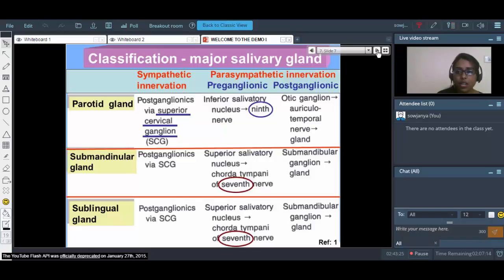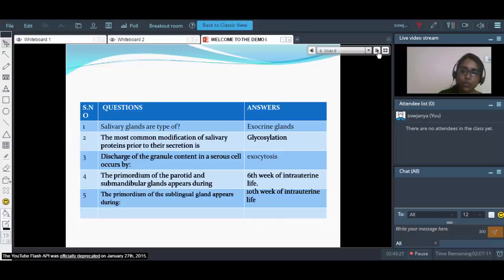Now we'll check out some of the questions related to NEET regarding this topic. The salivary glands are of which type? They are exocrine glands, which means the secretions will be through the duct. For example, the parotid gland secretes through the parotid duct, whereas the submandibular gland secretes through Wharton's duct and the sublingual gland secretes through Bartholin's duct.